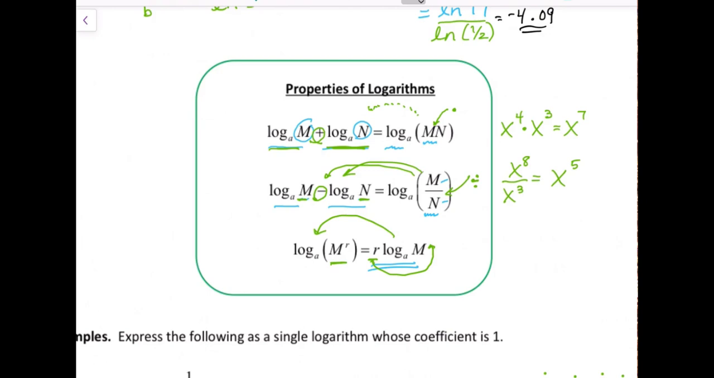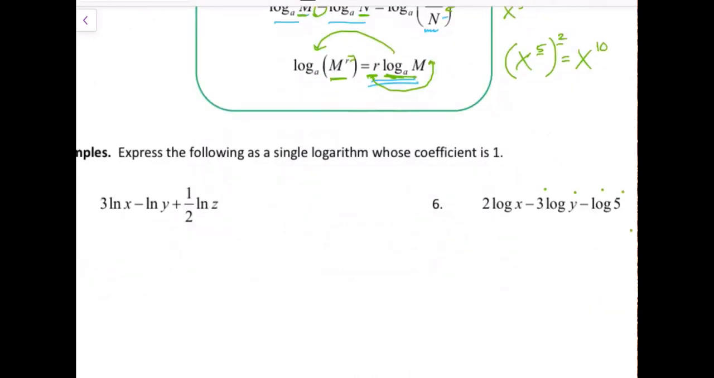So the property this is mimicking with exponents is what I do when I have a base and a power, and then all of that is being raised to another power. So a power to a power, those exponents get multiplied. And so since a logarithm is an exponent, there's the multiplication of those two exponents. Okay, so let's take a look at some examples. That's where you really start getting to learn the properties.